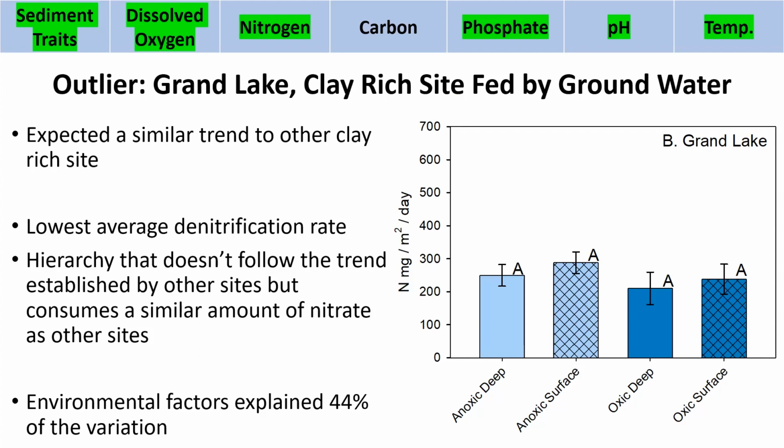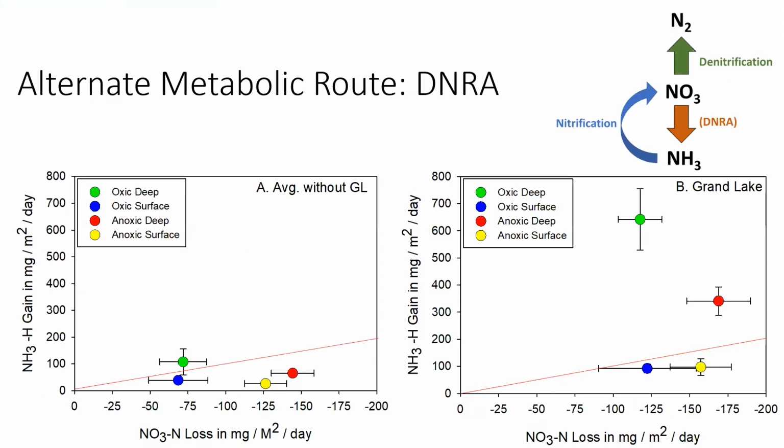And we could still account for 44% of the variation in denitrification using these environmental factors. But ultimately, this led us to look at some other potential pools of nitrogen within our cores, specifically at different metabolic processes, specifically DNRA. And again, that's the process by which nitrate is consumed and ammonia is ultimately produced. And here on the graph at the left, on the y-axis, we have our measure of ammonia production, again in milligrams per meter squared per day, and nitrate loss on the x-axis, again in milligrams per meter squared per day.